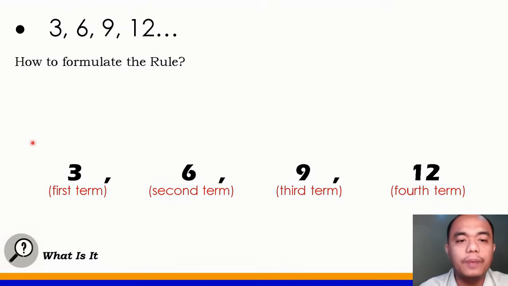Okay, so example, of course, we will not add 3 for the first term because this is our first term. So that would mean 0 plus 3.